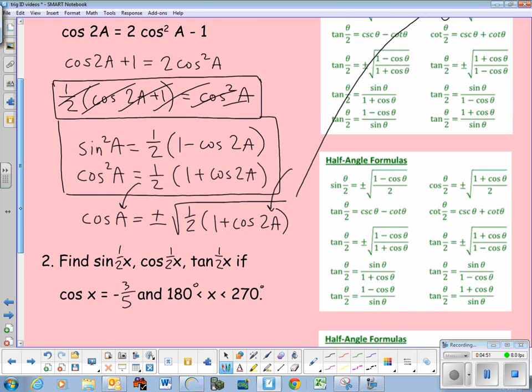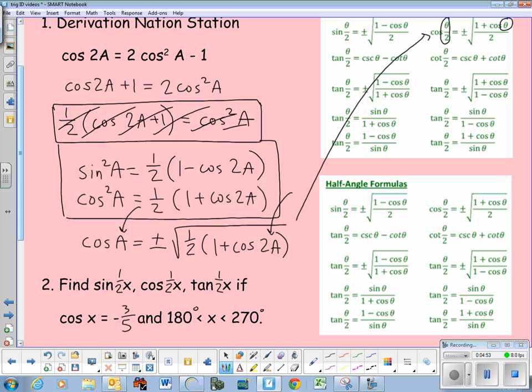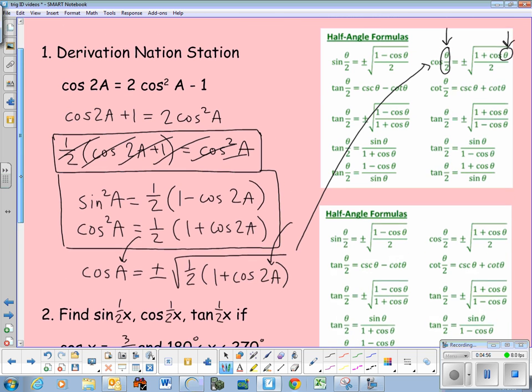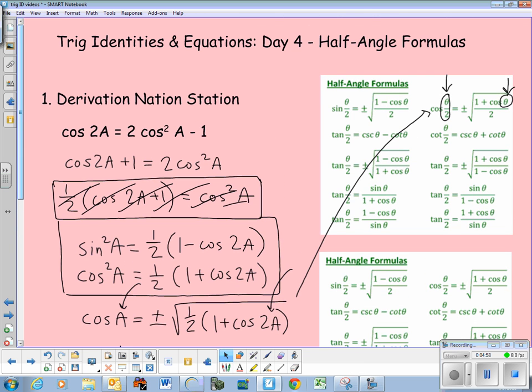So the important thing is that the angle on the left is half as big as the angle on the right. So using that fact, we get our half-angle formula for cosine. We'll talk about the plus or minus in just a minute, but that gets us this one.